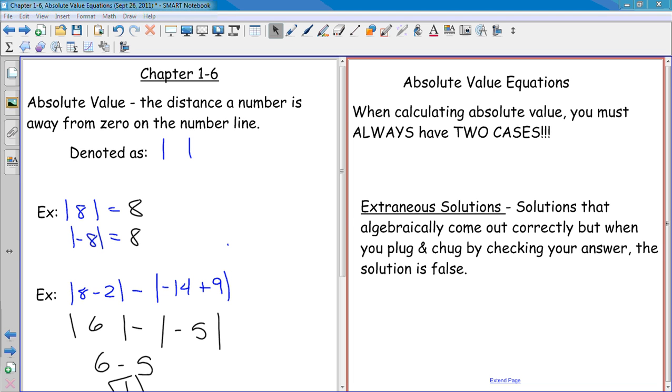Chapter 1, section 6. Okay, we're going on away from inequalities, and we're going to talk a little bit about absolute value equations. Absolute value is always explained in terms of distance. Okay, what we're talking about is distance.